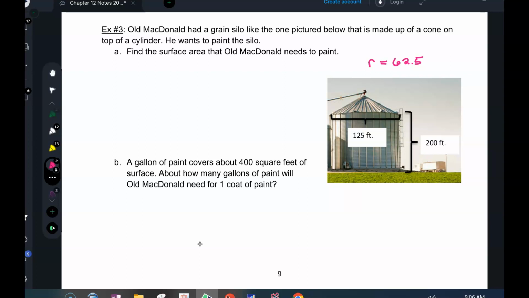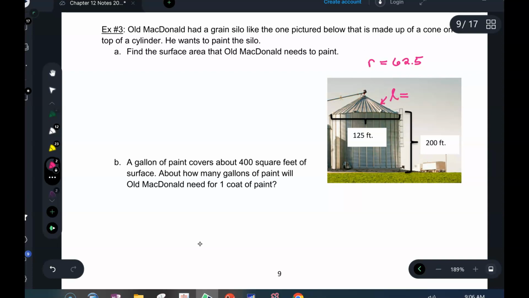Just realizing now, I don't think we were given enough information for the cone. We're missing something. Don't we need this measure? Okay, I'm going to make something up. We'll call it 80. So let's just say L is 80.